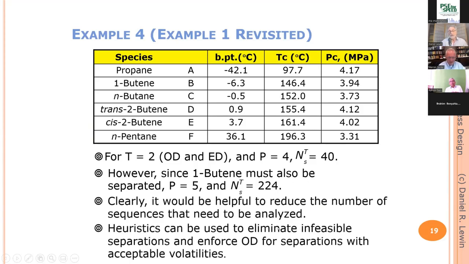So unfortunately, this means that the number of possible sequences has gone from 40 to 224, a little bit too much to handle. So it would be very helpful to use the heuristics we looked at before to try and reduce the space of potential sequences that need to be analyzed.